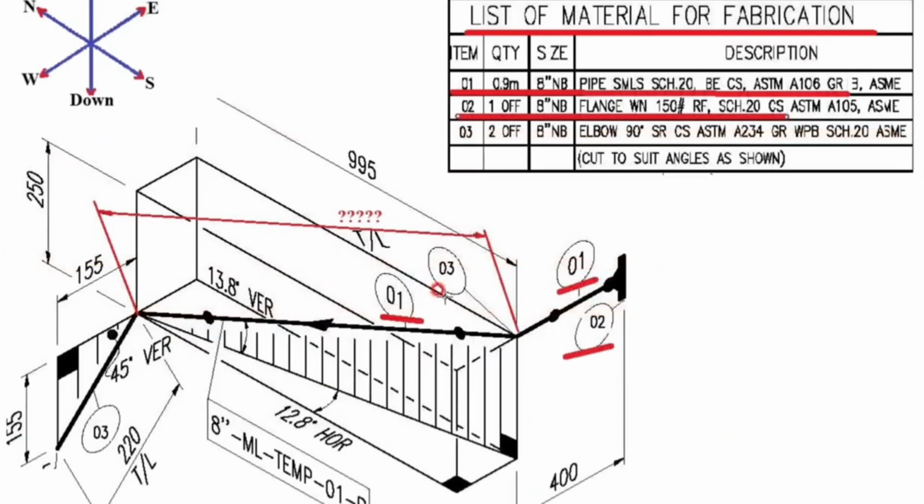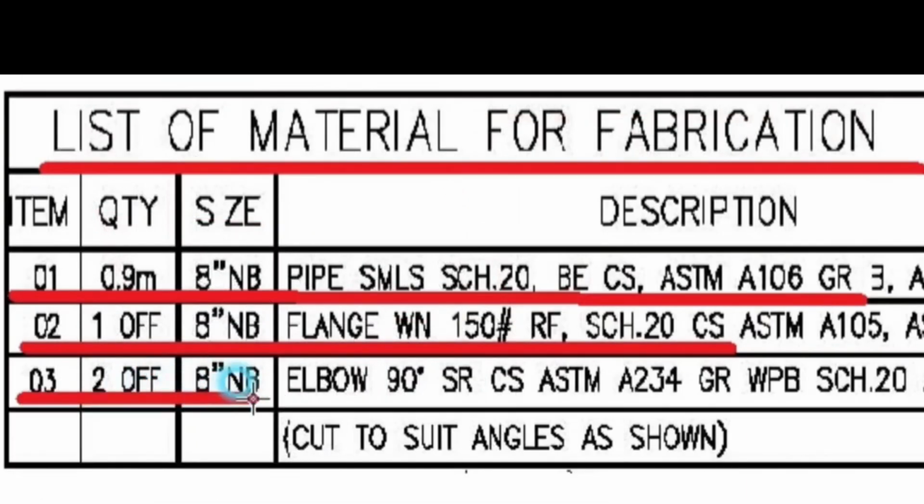Let's look at detail number 3. Item number 3, 2 pieces, 8 inches elbow, 90 degree, short radius, carbon steel, Schedule 20.